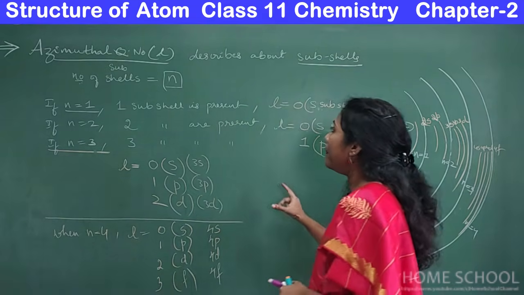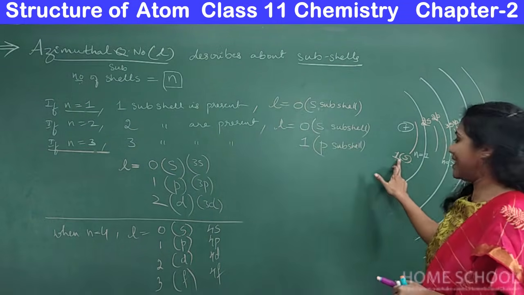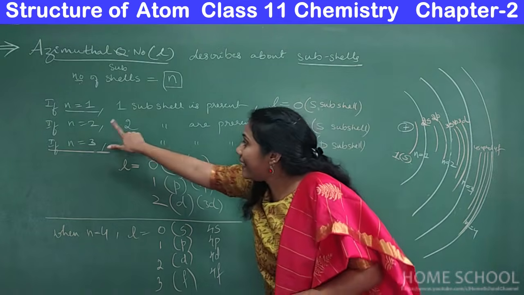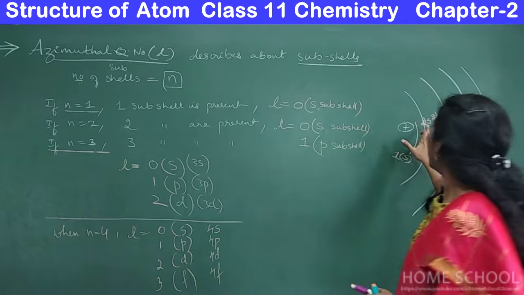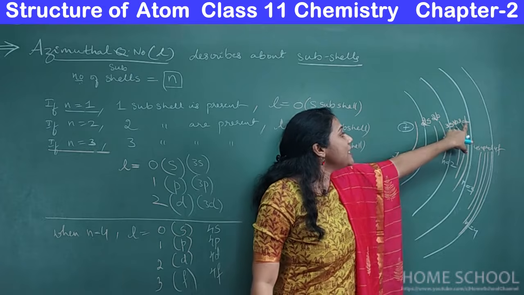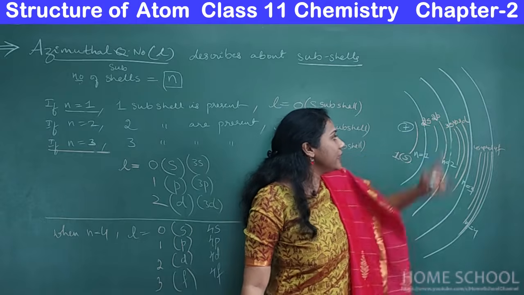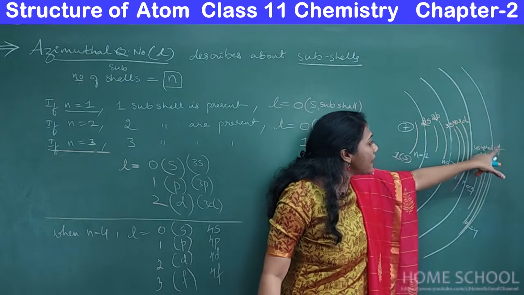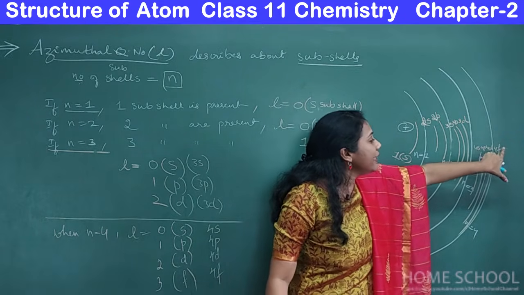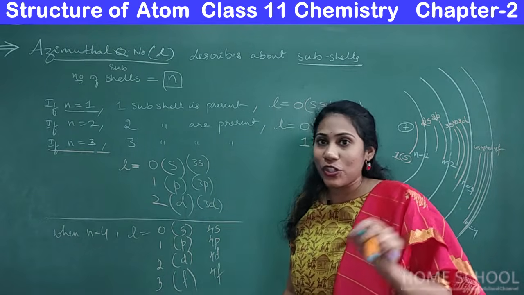So what is the name of the subshell present in the K shell? It is 1s. What are the names of the subshells present in n is equal to 2? It is 2s and 2p. What are the names of the subshells present in n is equal to 3? 3s, 3p, 3d. What are the names of the subshells present in n is equal to 4? 4s, 4p, 4d, 4f. So this is what we mean by the designation of subshells.